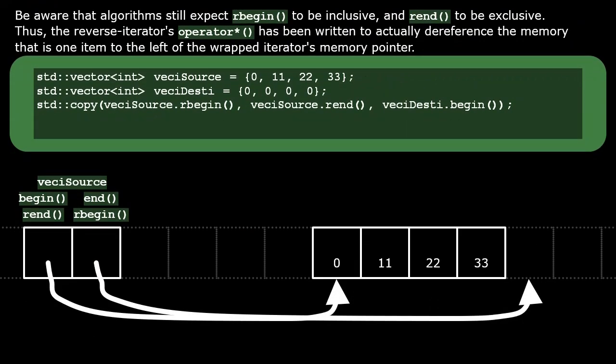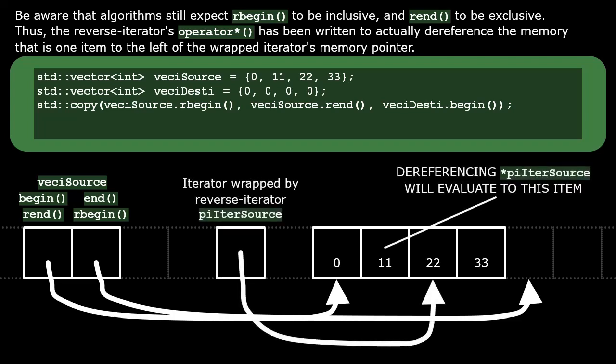Be aware that algorithms still expect rBegin to be inclusive and rEnd to be exclusive. Thus, the reverse iterator's dereference operator has also been redefined by C++. That dereference operator has been written to actually dereference the memory that's one item to the left of what the iterator is currently pointing at.